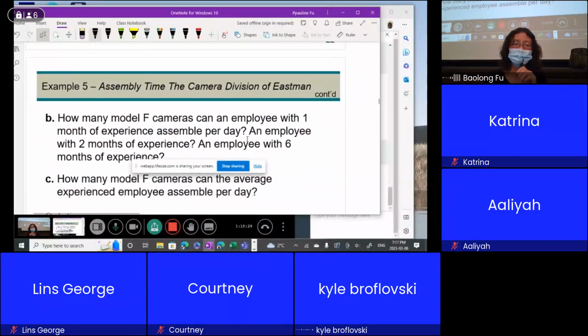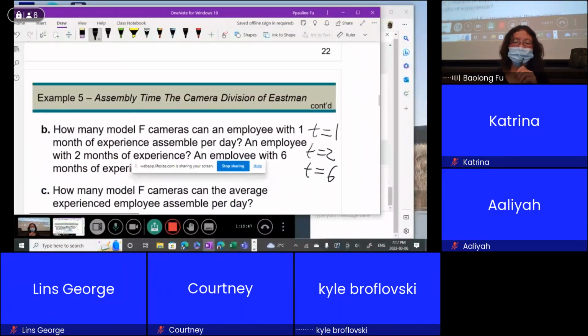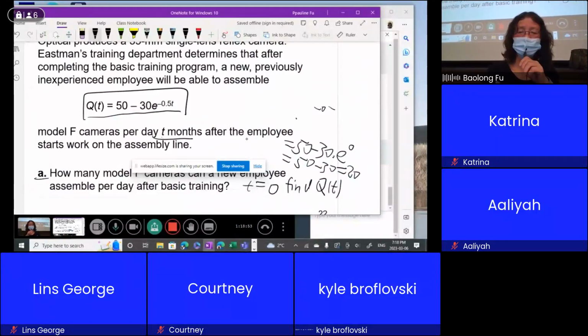So question B asks you, when t equals 1, what is Q? When t equals 2, what is Q? When t equals 6, what is Q? That is question B. So go back to function Q. Okay, I will erase this.